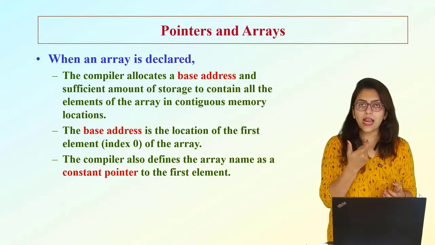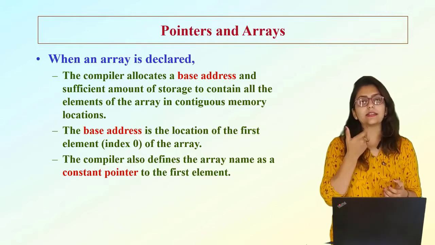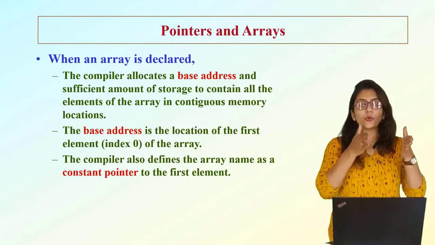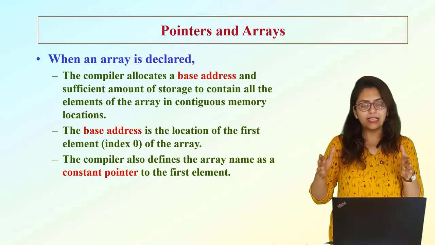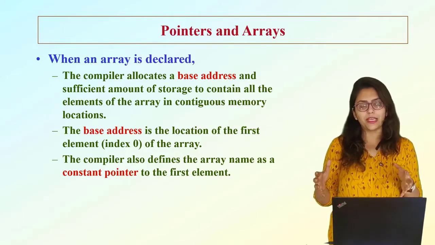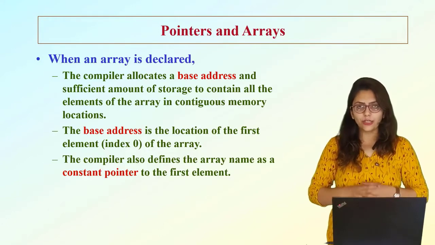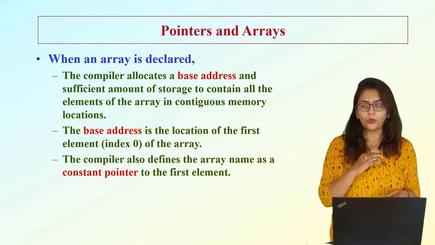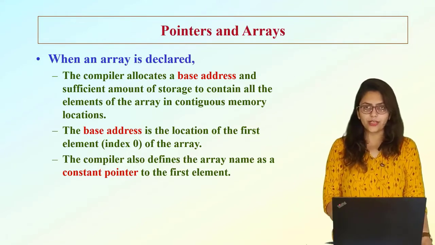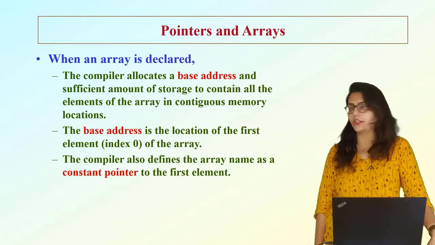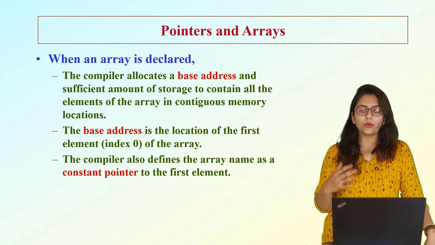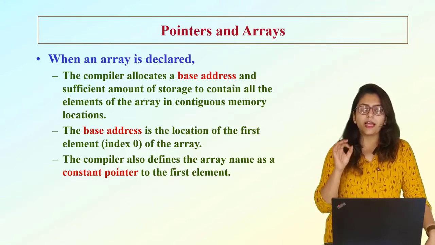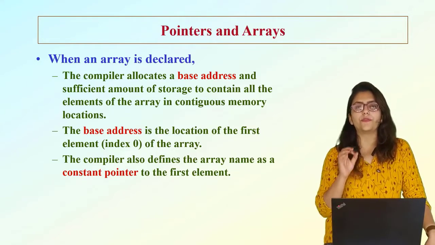But where the first element, the element at the 0th index, is stored is known as the base address. Whenever I am declaring an array, enough memory is allocated to that particular array to store all its elements, and where the first element is stored is known as the base address of an array. You can see written over here that the base address is the location of the first element, index 0, of an array. The compiler also defines the array name as a constant pointer to the first element.